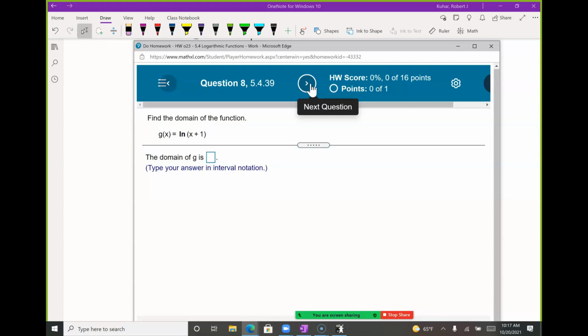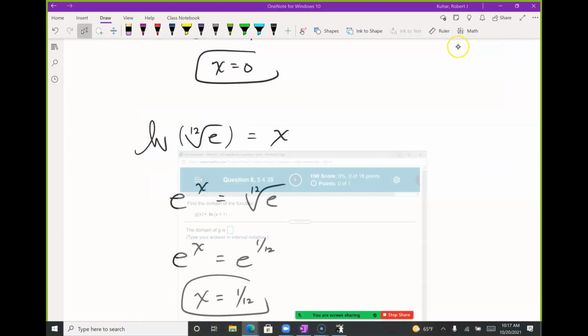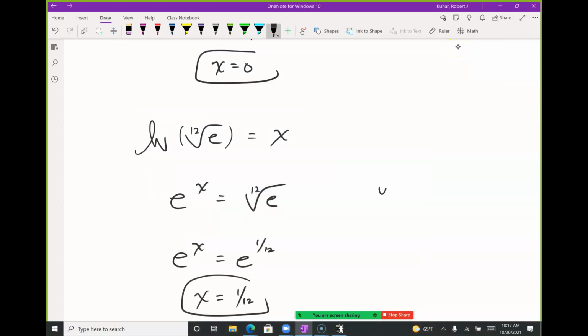This one's interesting. Find the domain of this function. This is the ln of x plus 1, so y equals ln of x plus 1. Well, I don't know how to find it. So what should I do? Well, I could graph it and find it. But what should I do here? What do you think? What have we been doing?